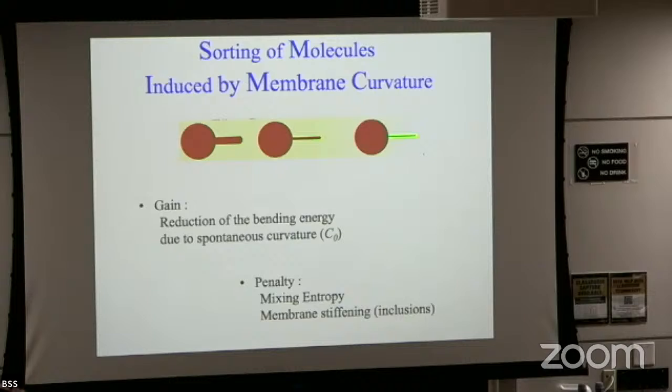And in the case of not BAR domain, but proteins which are embedded in the membrane, I got this question yesterday. You expect that if you have rigid inclusions, you might change the bending rigidity. So you have to take into account this stiffening of the membrane, and I will show you an example afterward. Okay, so that's the principle.